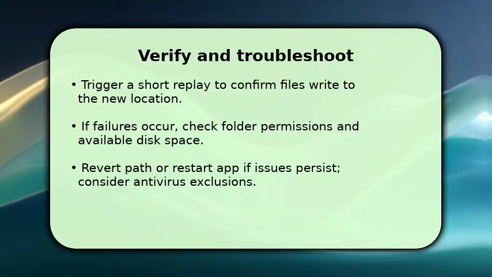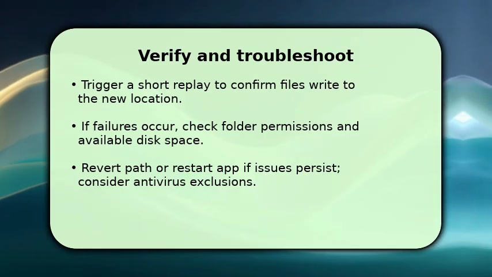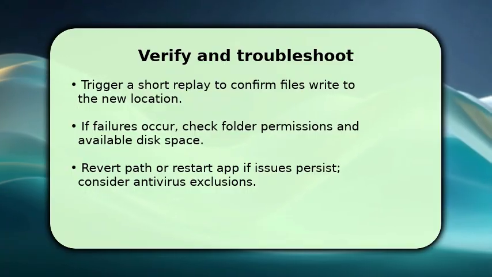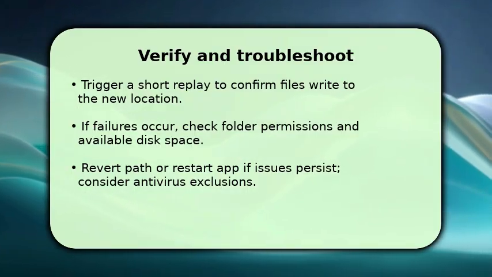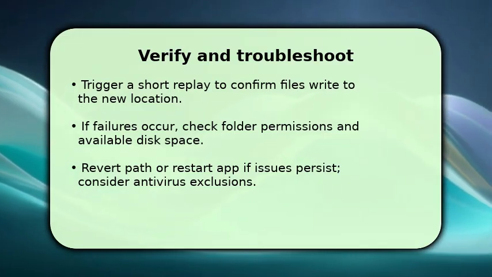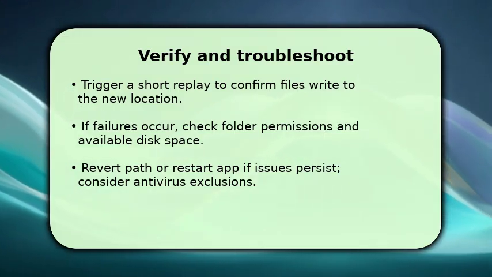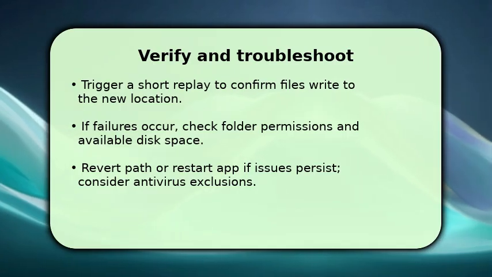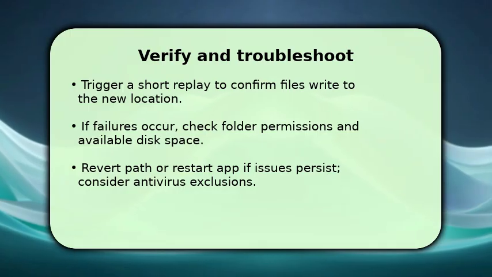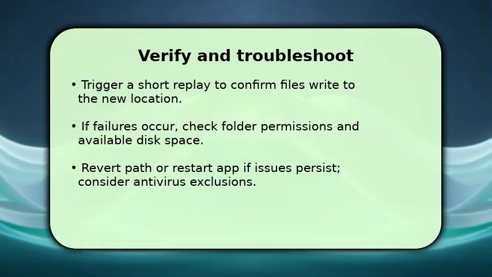That proves success. If the file doesn't appear, check permissions, available disk space, and that the path isn't on a removable drive that disconnected. Make sure antivirus or backup software isn't blocking writes. Add an exclusion if needed. If problems continue, revert to the previous path and restart the app, then retry the move once you've resolved permission or storage conflicts.